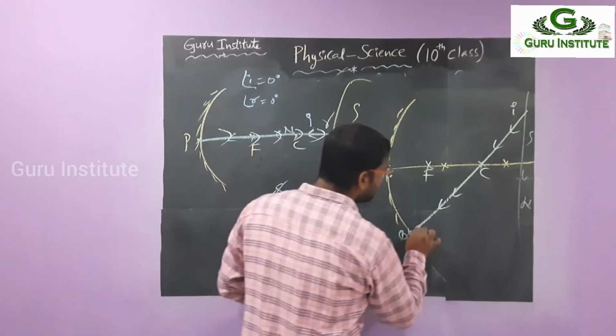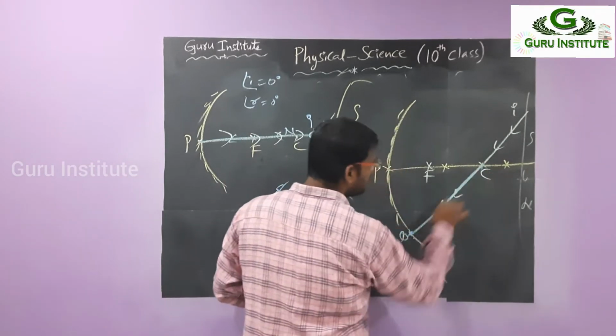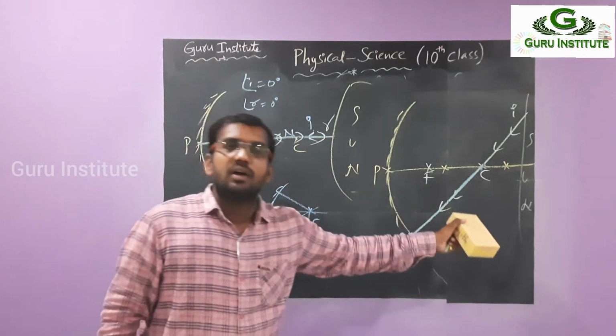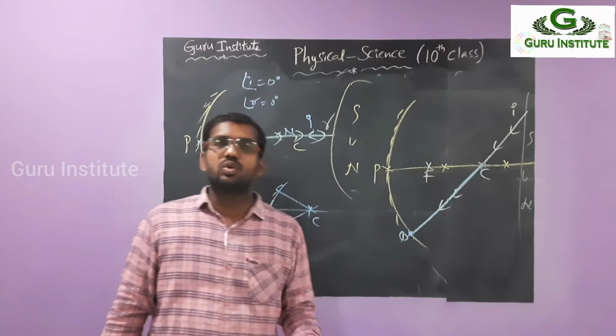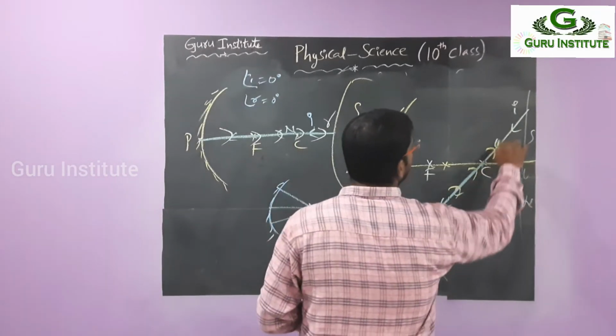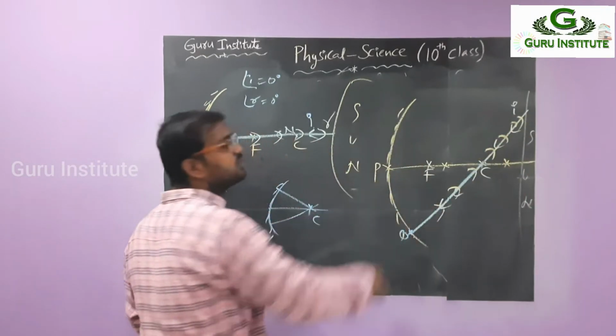At this point, what is the normal? This OC is the normal. And what is the angle here? Again the same. The angle between the normal and the incident ray is 0. So that's why it will be returned back from here, like this. So that's why these two cases are the same.